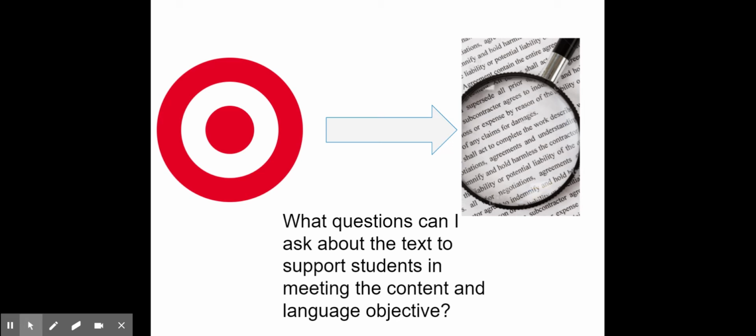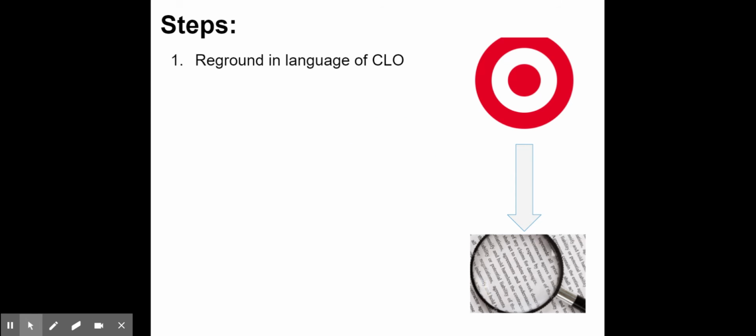When you start reading a text, start thinking about what questions you can ask about the text to support students in meeting the content and the language objective. And you saw that I used a few different tools to have them engage with this. We'll explore those tools in just a moment, but I do want to just share some concrete steps that can help support you in doing this.